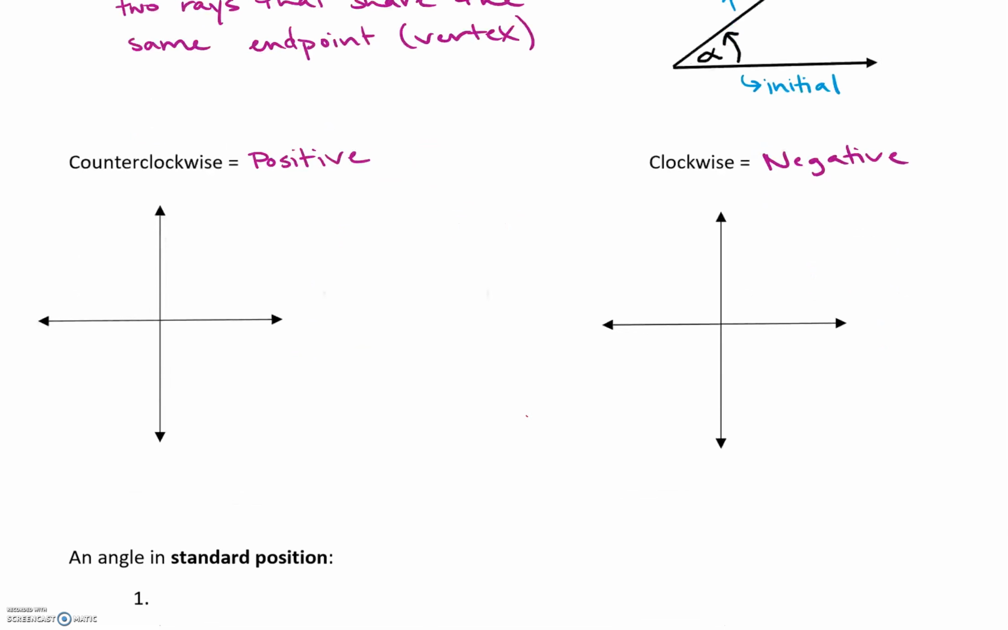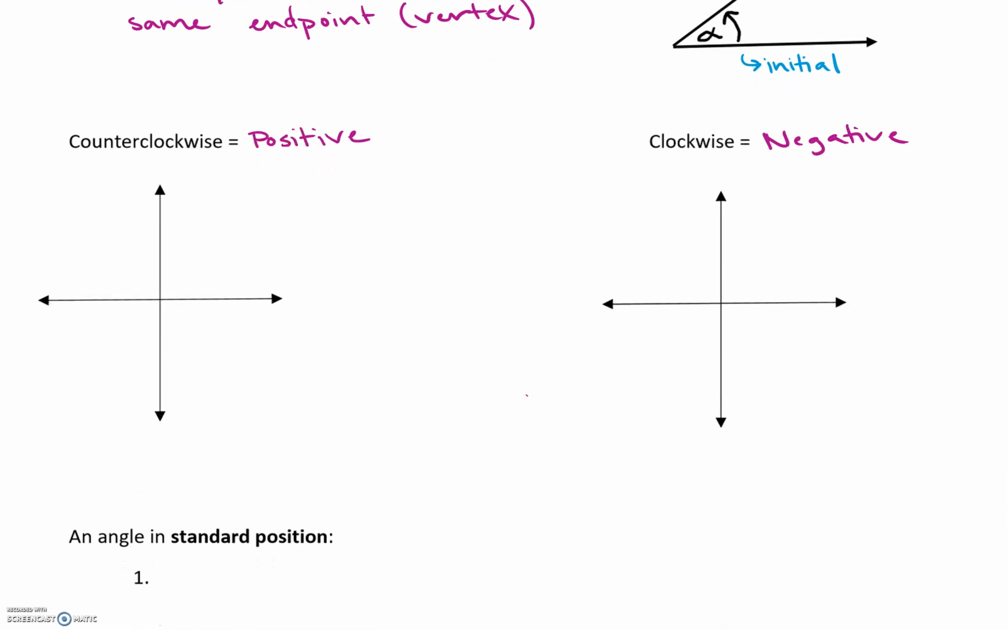So let's take a look at what a positive angle would look like. Let's say my initial side is right here on the positive side of my x-axis. My vertex is at the origin, and let's say my terminal side is in the second quadrant. So if I start at my initial side, I'm going to work counterclockwise. That would represent a positive angle.